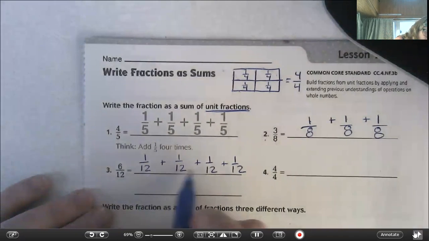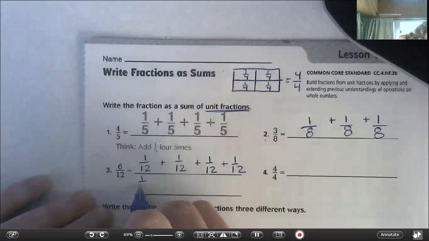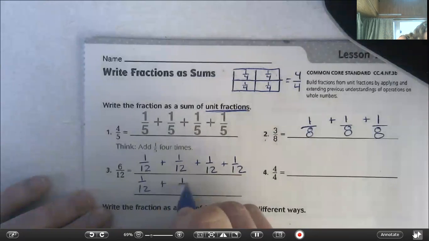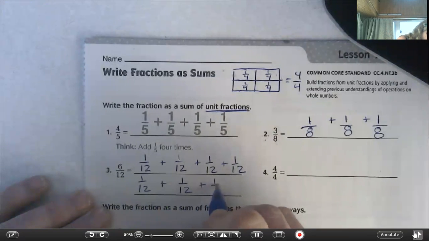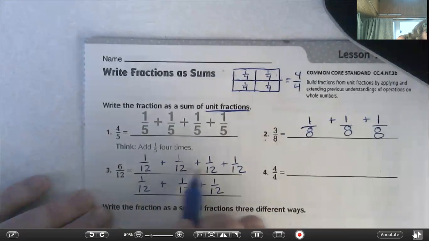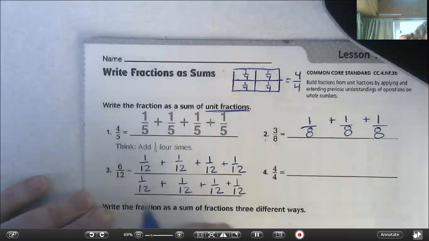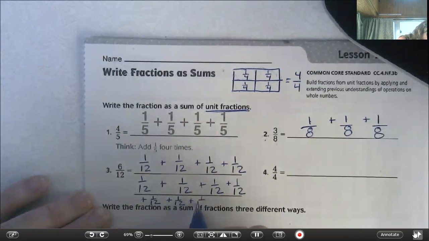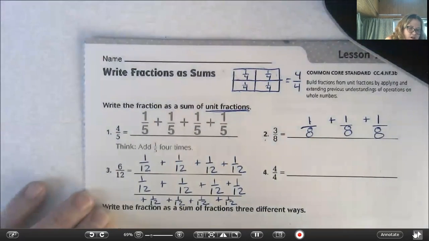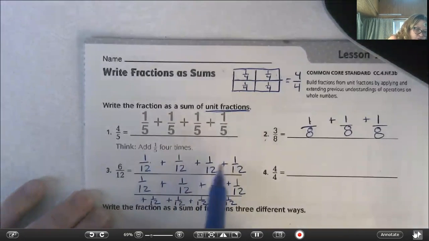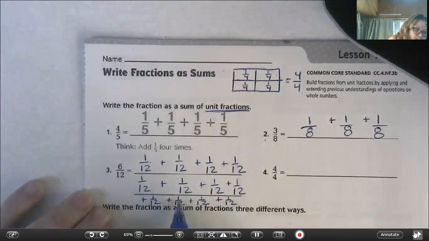So I have 1, 2, 3, 4. And I go 1/12 plus 1/12 plus 1/12, 4, 5, 6, 7 plus 1/12. Oh my goodness, plus 1/12. So that's 8, 9 plus 1/12, 10 plus 1/12, 11 plus 1/12 is 12. So, oh wait, 1, 2, 3, 4, 5, 6, 7, 8, 9, 10, 11, 12.